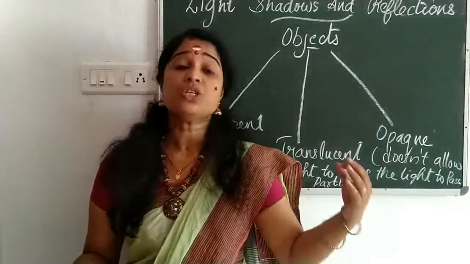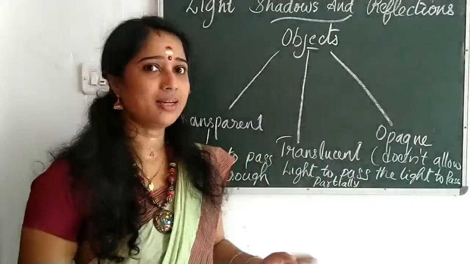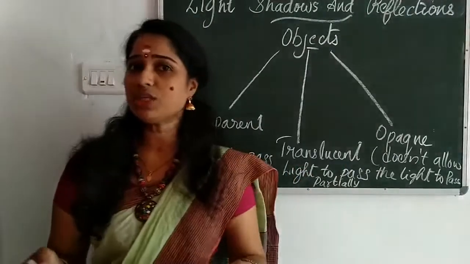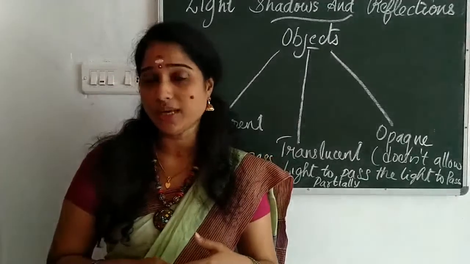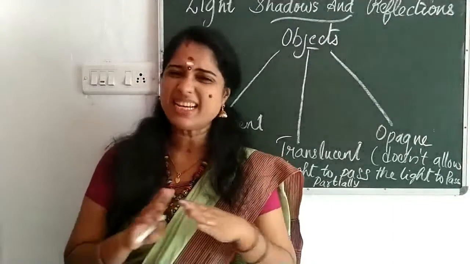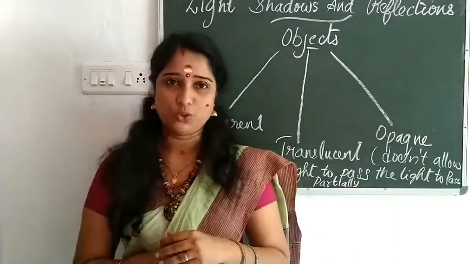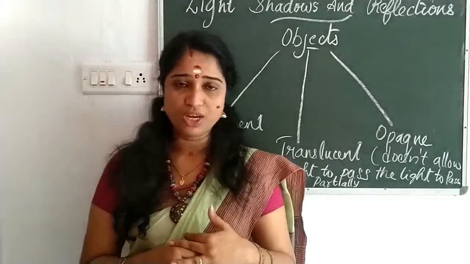So objects can be classified into three. What are they? Transparent objects allow the light to pass through completely. Translucent means it allows some amount of light to pass through it. What about opaque? An opaque object doesn't allow the light to pass through. So three types. You are quite familiar with these three types of objects.